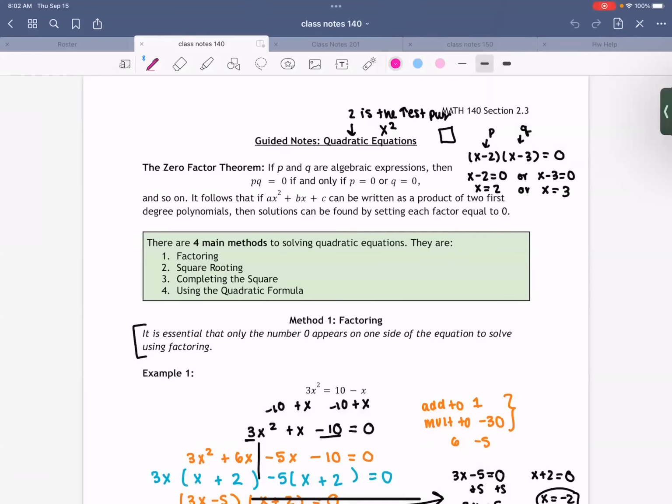So we did a lot of things with quadratic equations. Quadratic equations are those equations where the highest power is 2, right? So whenever you see an x squared as the biggest thing in your equation, that's a quadratic equation. Okay.